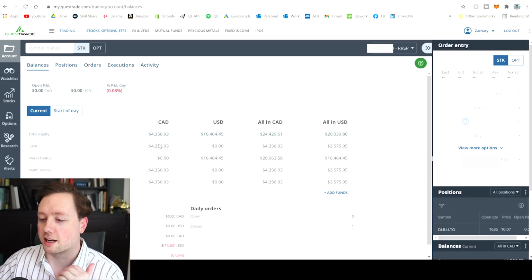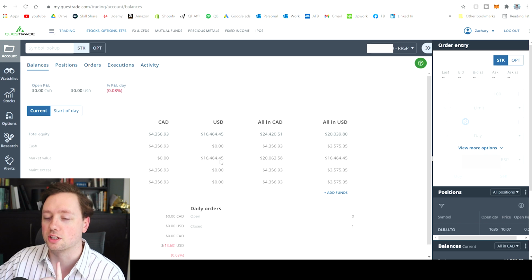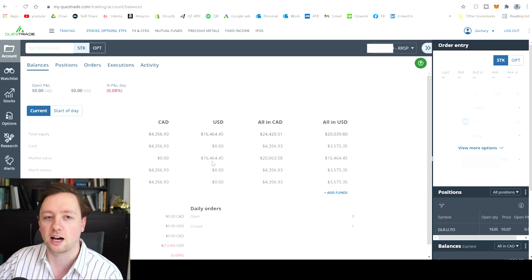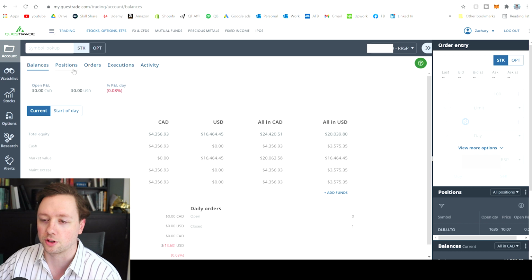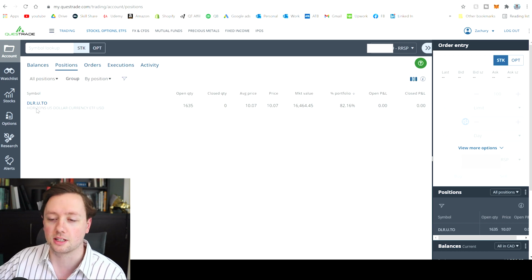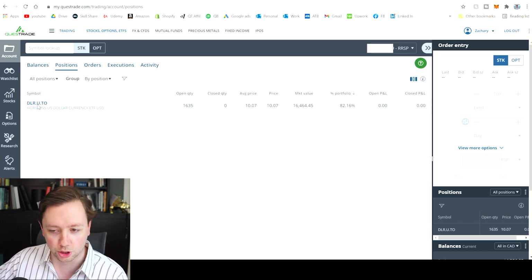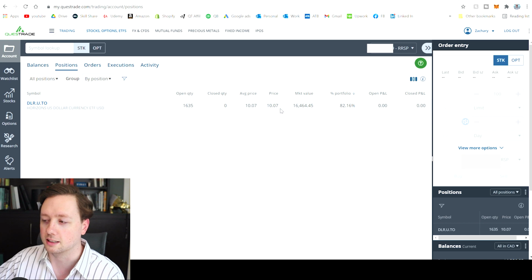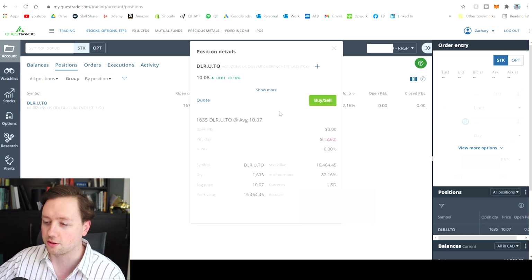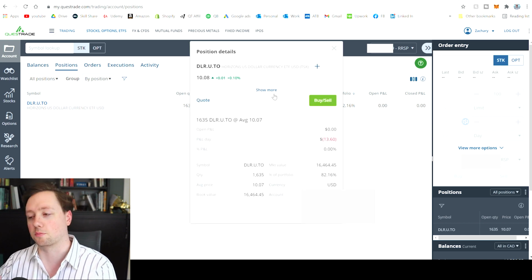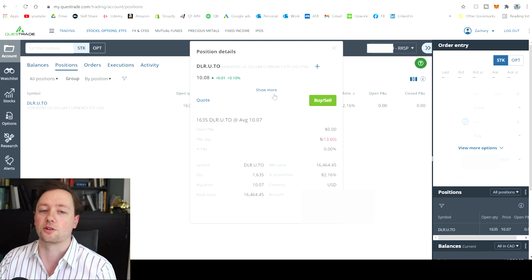It's a couple days later, and as you can see, I'm currently sitting on about $4,300 cash, but I do have over $16,000 USD of market value. So you can see that they have journaled over those shares. When I go to my positions, you can see that I'm now holding DLR.U.to instead of the Canadian version, and it's currently worth about $16,000 USD. Now, what I want to do is I want to sell these shares, and that is going to convert my basically securities in US dollars into cash.